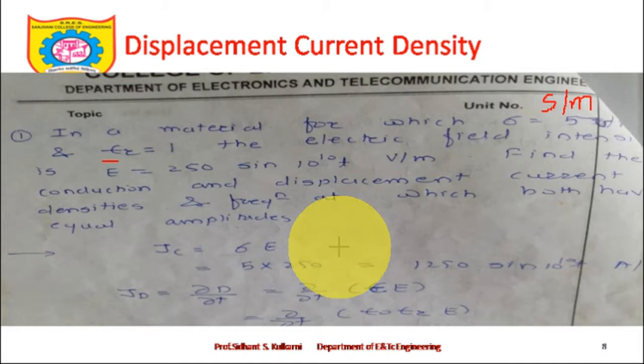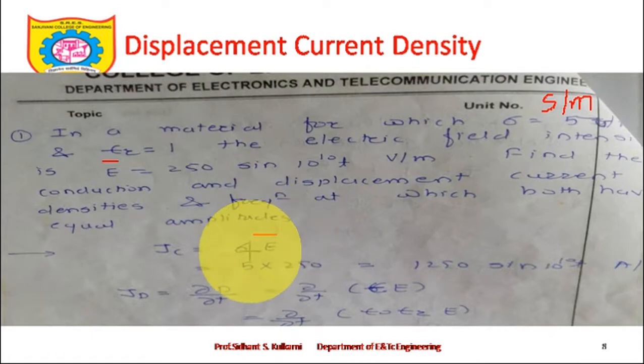Now in this particular numerical, we are supposed to find first of all the conduction current density and the displacement current density. Once you know the tan delta expression, it's very easy to solve. So first, J_C bar, the conduction current density, we can calculate. The simple expression is sigma E bar.